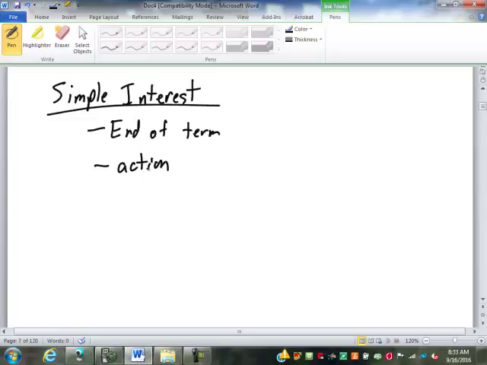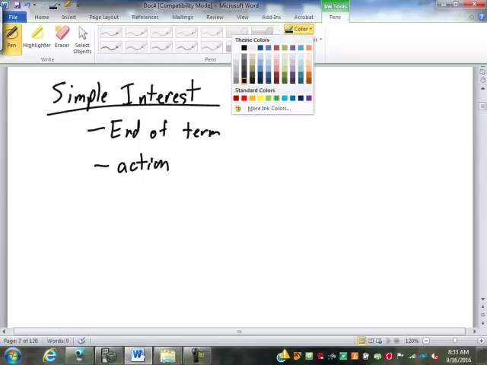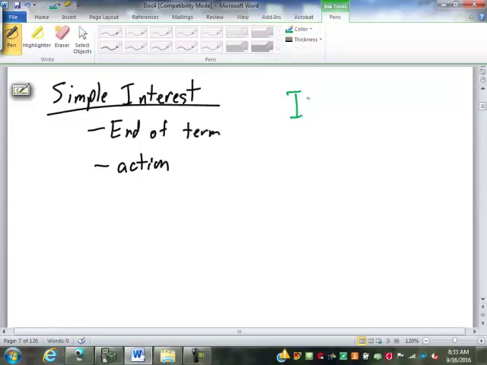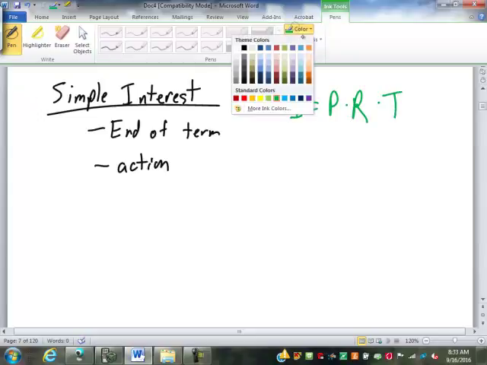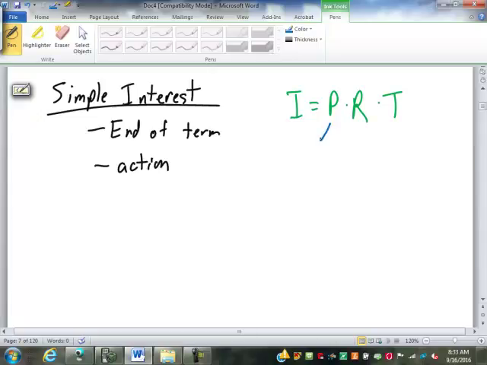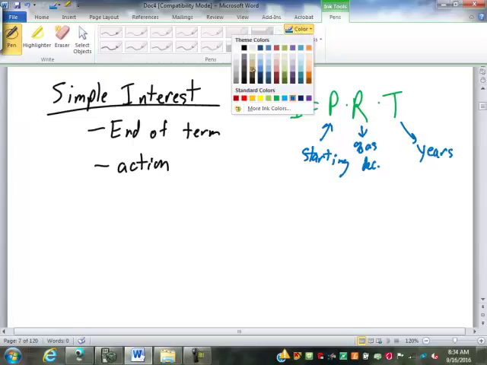Simple interest has two formulas that are involved. One is the amount of interest, which is I, is equal to P, the principal, times R, which is the rate, times the time. Now the principal is your starting amount. The rate is your percent as a decimal. And your time is always in years.